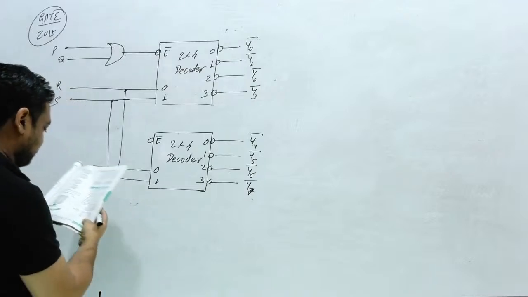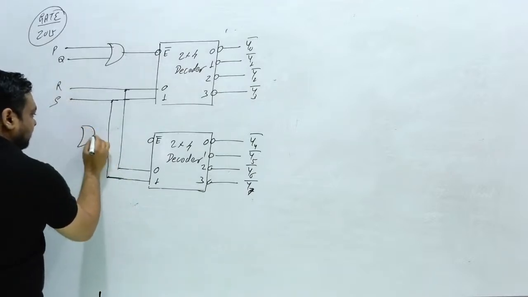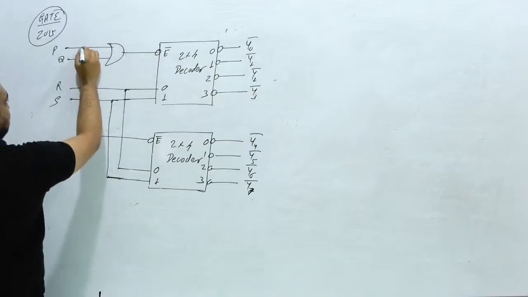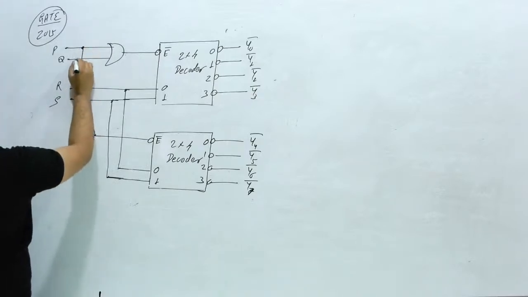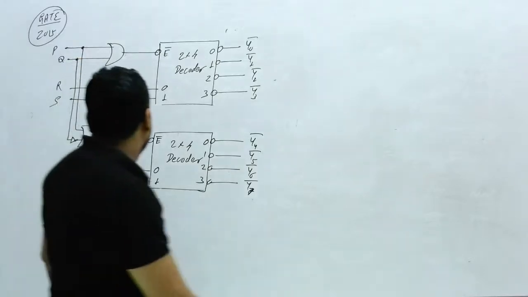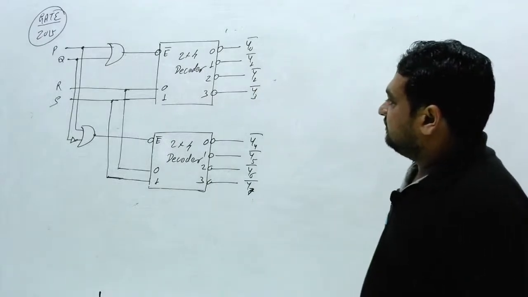Okay. Now the next one. Again here one OR gate, and this is again connected with the same P, but Q is complement. Q is complement like this. This circuit is given.